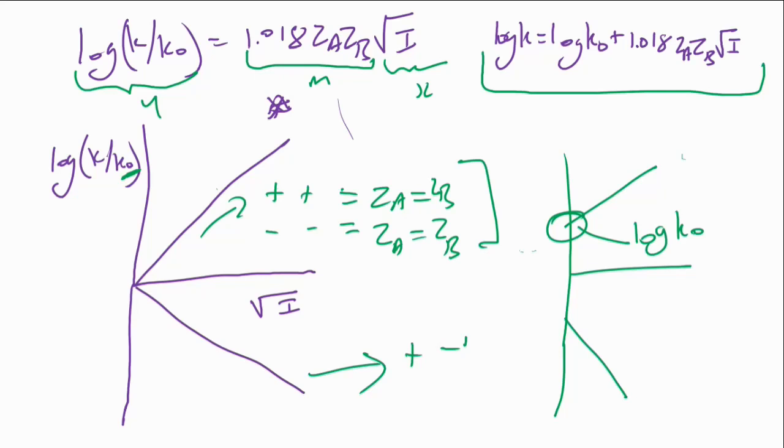Because now what you have is a situation where this part here is C, this part here is M, and this part here is X. Of course, this is your Y. Do you see? So when you take this number, you have to take the antilog of it to get the K, which is the rate constant at infinite dilution.